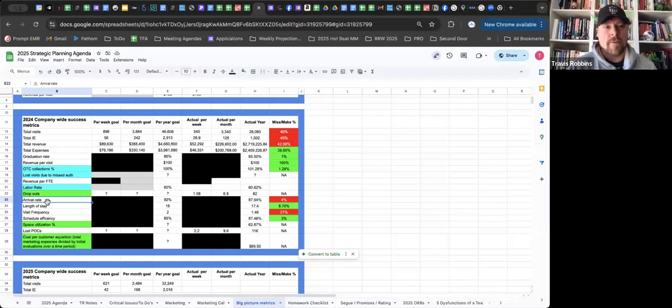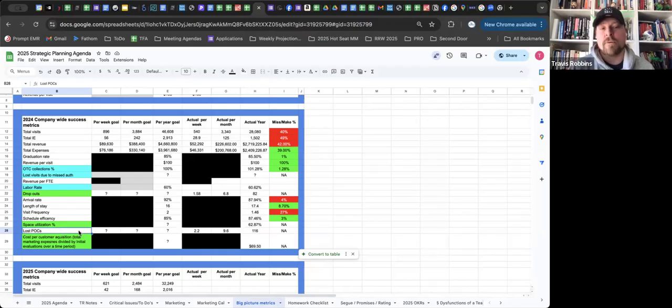Arrival rate, I think pretty much every practice looks at that. Length of stay, visit frequency, schedule efficiency, space utilization percentage. So if you have a 2,000 square foot clinic, we feel like you should be able to see 200 visits in there a week. That's a pretty standard number.